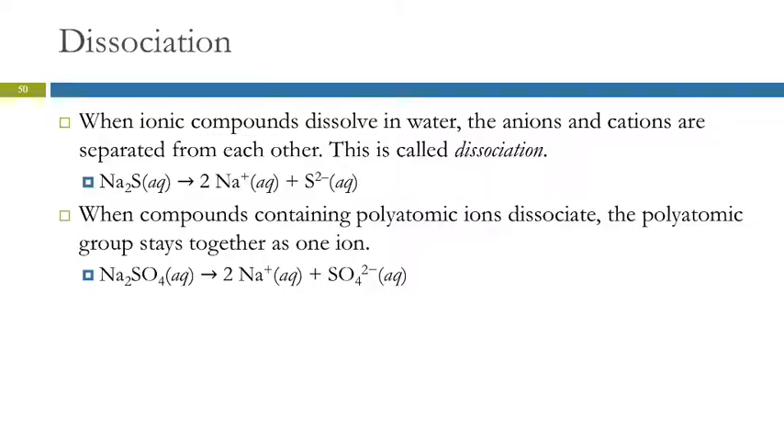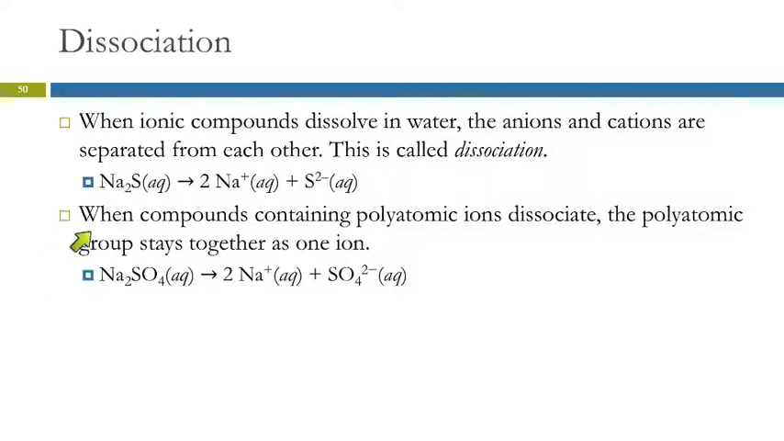So when an acid dissolves in water, it ionizes. It wasn't ions before, it's becoming ions. When ionic compounds dissolve in water, they were already ions, so we don't say they ionize, but we say they dissociate. They separate. So ionic compounds dissolve, and it's called dissociation. So the ions separate from each other.